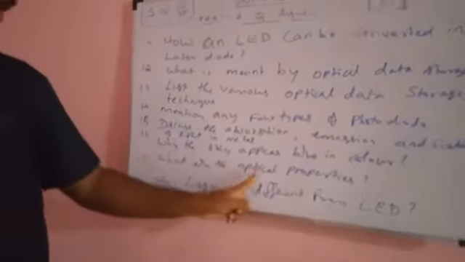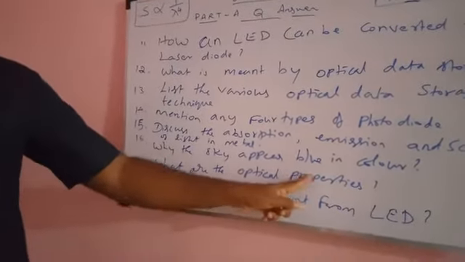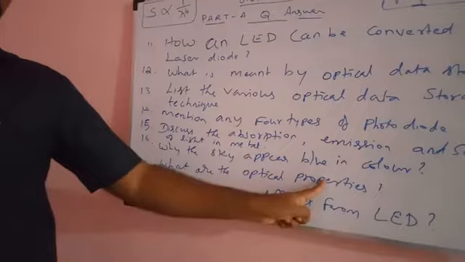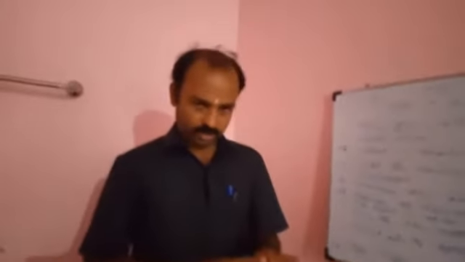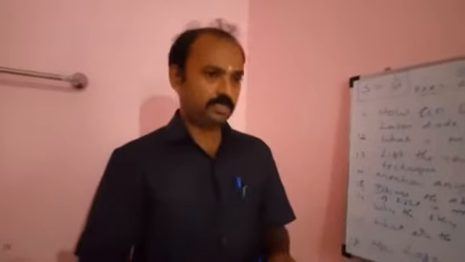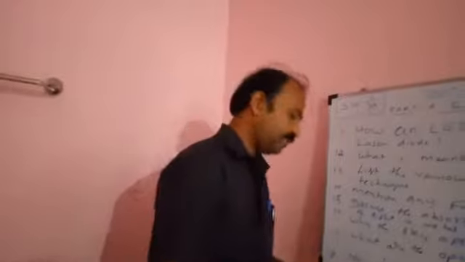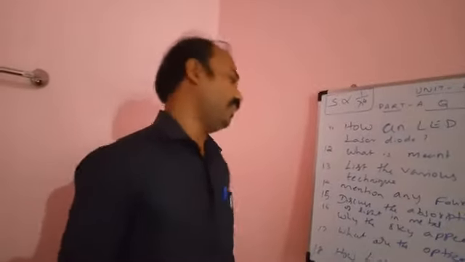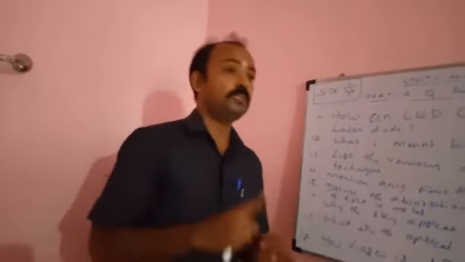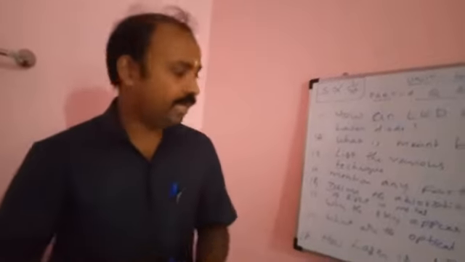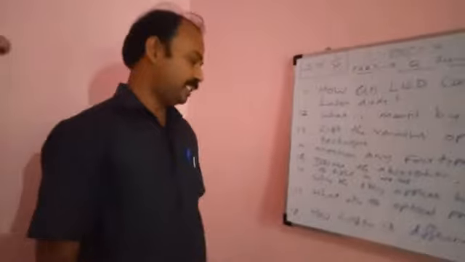Then the next question, number 17: what are the optical properties? The optical properties of materials are absorption, emission, scattering and also reflection. These are the optical properties of materials.